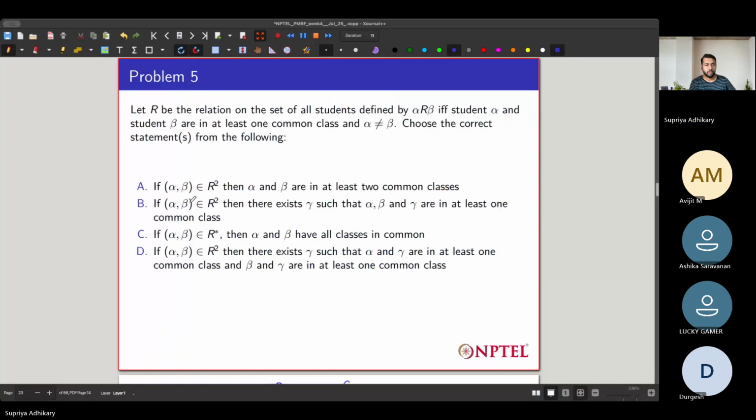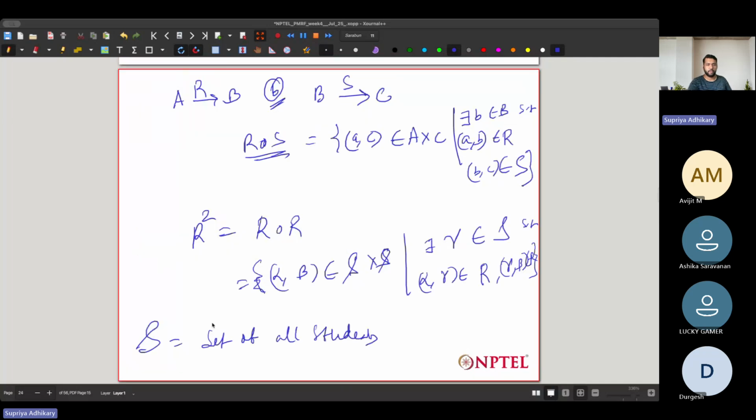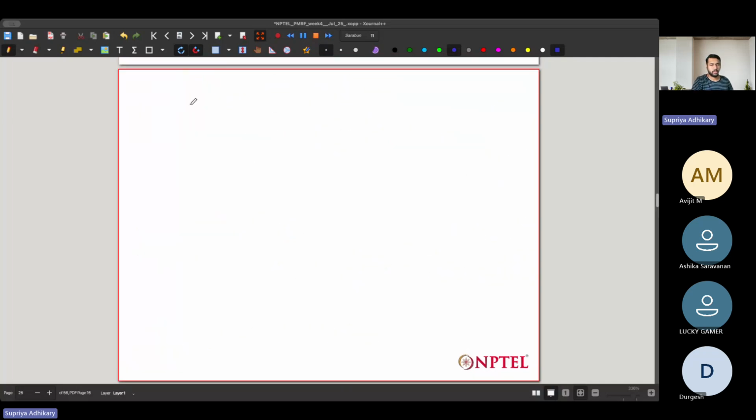So the first option says that if alpha beta belongs to R square, then alpha and beta have at least two classes in common. This is not true. We can give an example for that. Let us consider that the set of all students is 1, 2, and 3. And let's say the relation R is given as (1, 2) and (2, 3).